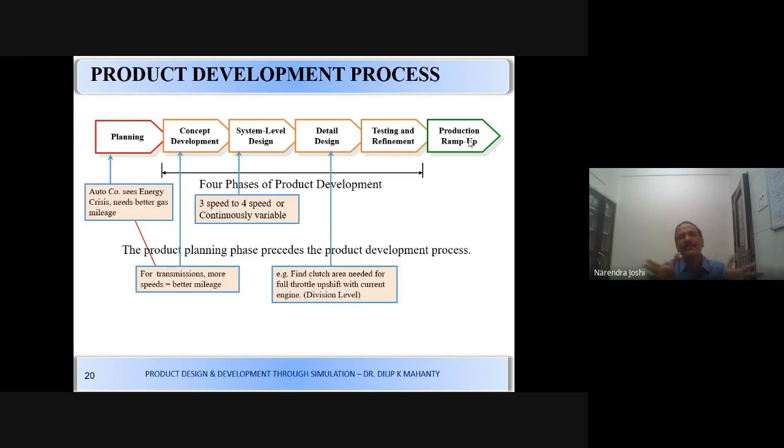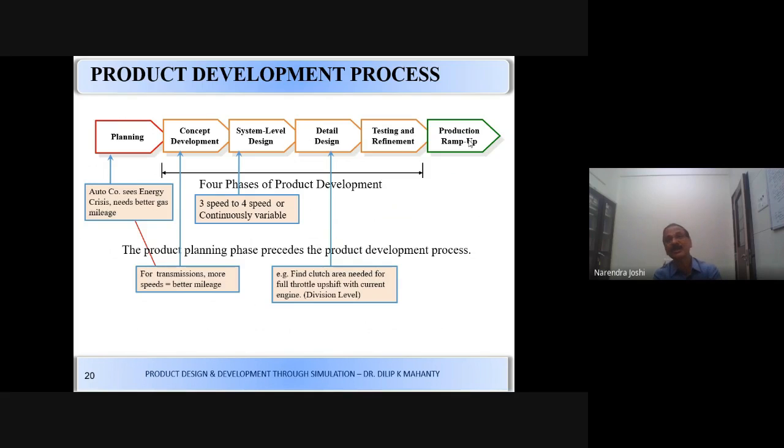So this is a little bit more elaborate towards the PD process. Planning, like today I can give an example. Auto complacency is energy crisis, needs better gas mileage. So concept development has to be done. When I'm going for that, I need to see the transmissions, more speeds, better mileage. How do they increase the speed? So system-driven design: do we need a 3-speed or 4-speed or continuously variable gear systems?